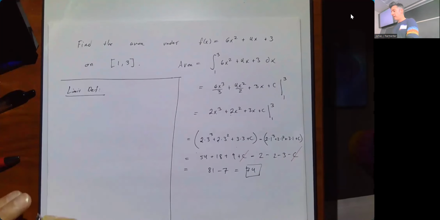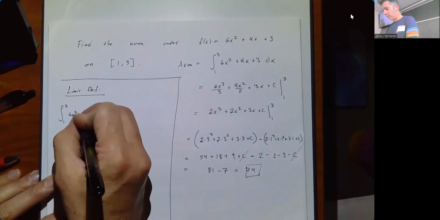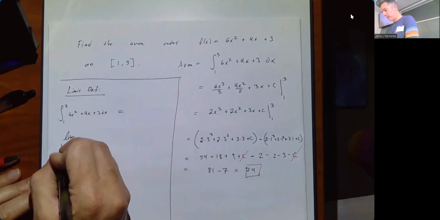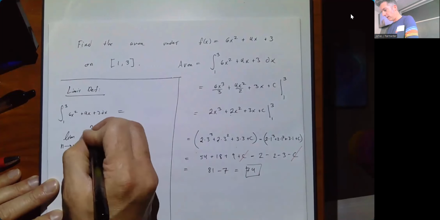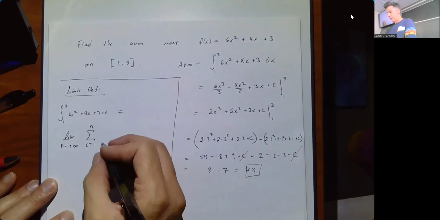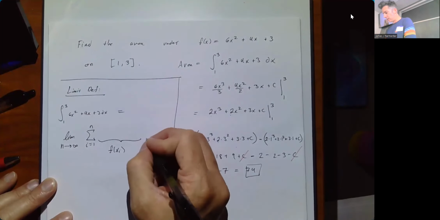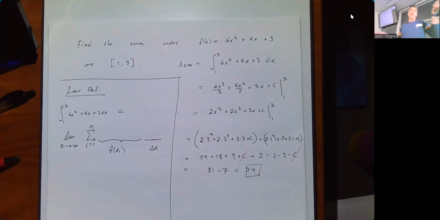So with the limit definition, I like to start off by writing that the integral from 1 to 3 of my function, 6x squared plus 4x plus 3 dx, is equal to the limit as n approaches infinity of the sum from i equals 1 to n. And now I'm going to fill it in, but I'm just going to point out what's going to go here is our f of x sub i. And what's going to go here is our delta x. What we just did before, we did f of x sub i, the height of our rectangle, times delta x, the base of our rectangle. We still need to find those things in the same sort of way.